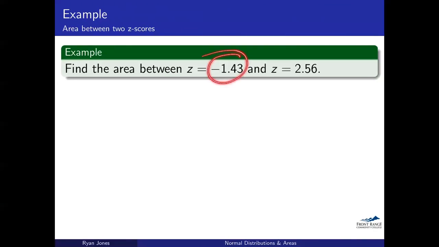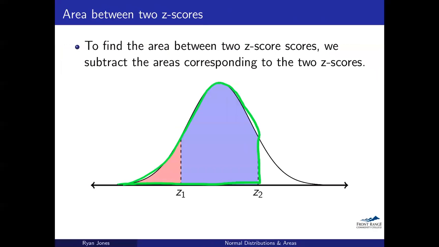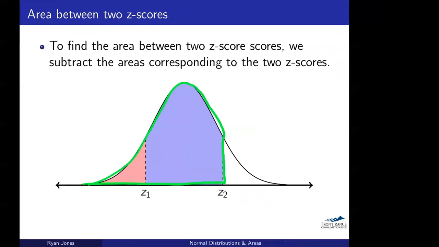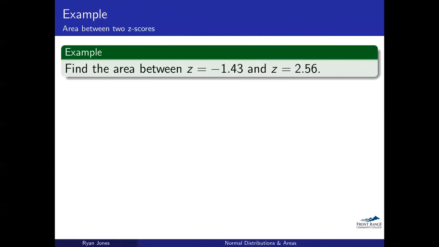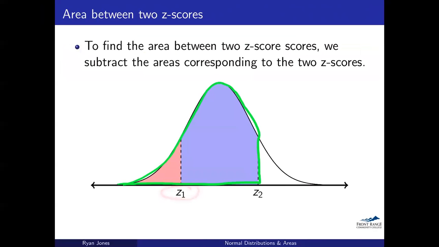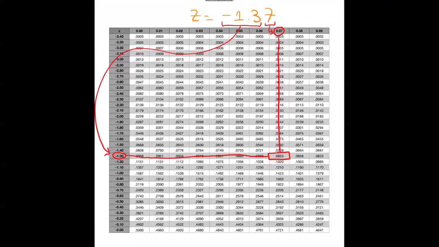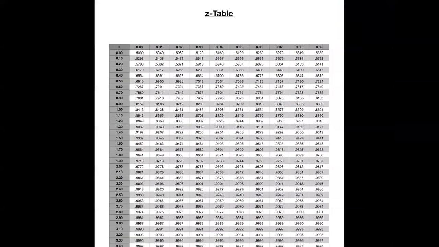I've got Z equals negative 1.43 and Z equals 2.56. Well, obviously Z equals 2.56 is larger than negative 1.43. So this is going to be our Z2 in this example back here, and this negative 1.43 will be Z1. So let's go ahead and do this. Let's go to our Z table. Let's look at the positive side first.